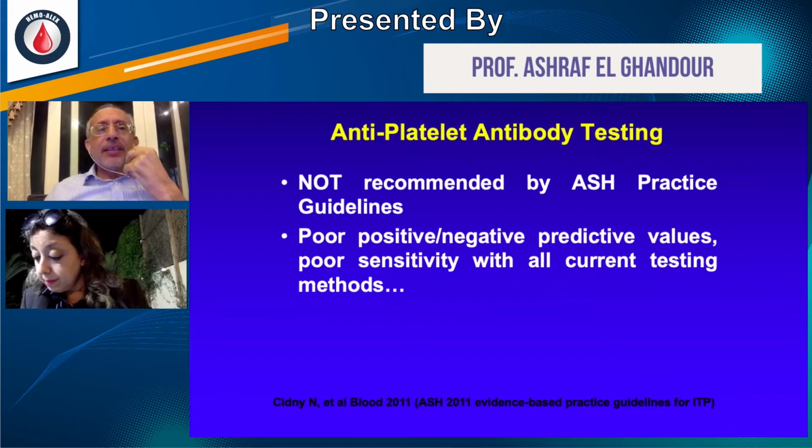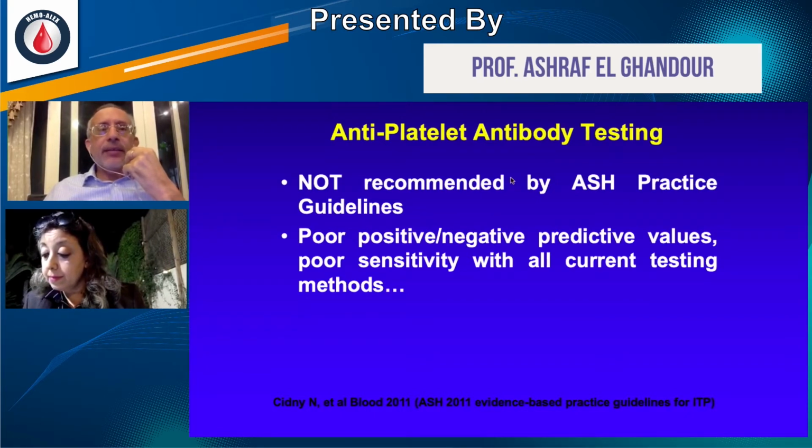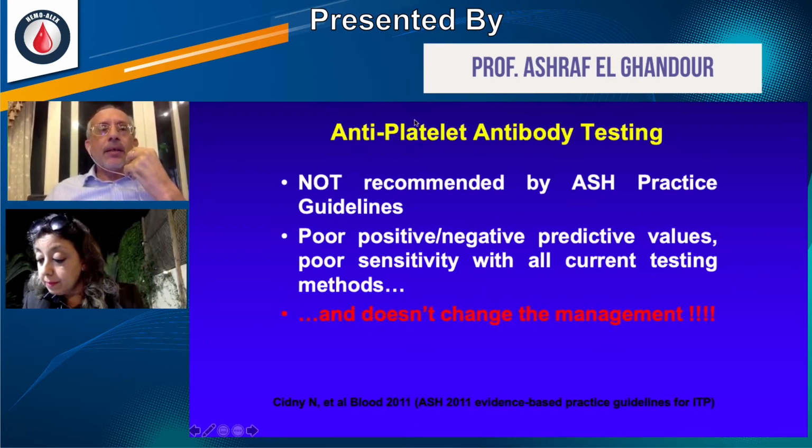Antiplatelet antibody testing is not recommended by the ASH practice guidelines. You must not do it. It has poor positive and negative predictive values, poor sensitivity with all current testing methods, and does not change the management.